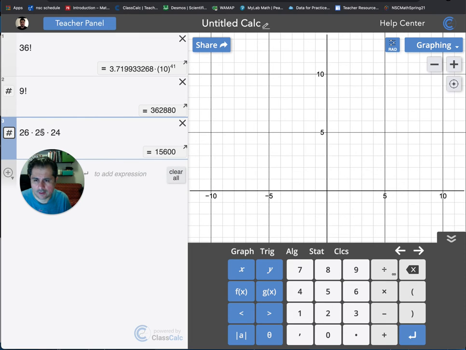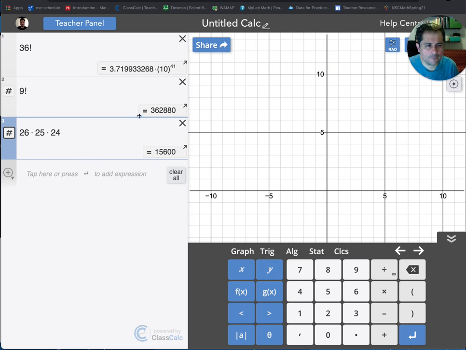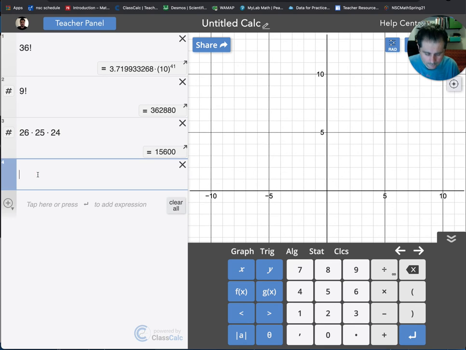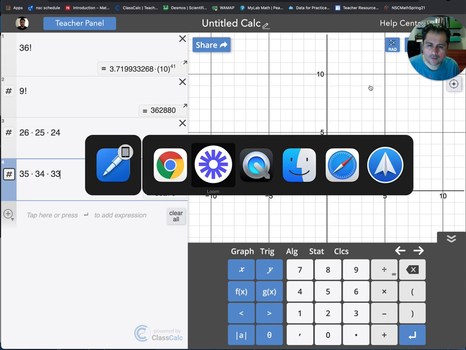So I'm going to move my bubble to the side. Now it is 35 times 34 times 33. So that is 39,270... 39,207.